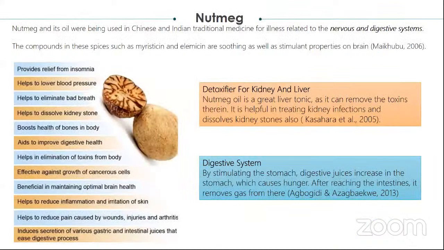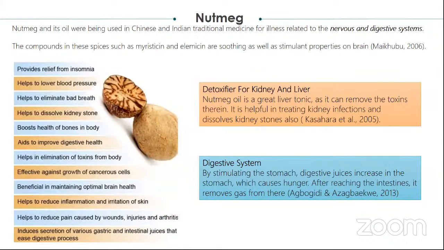Sir, shortly covering the bioactivity of nutmeg, it is known for various things like providing relief from insomnia and lowering blood pressure. It is one of the main reasons why it is used in infants for treating digestive problems. It is also used for detoxifying the kidney and the liver. It can remove toxins from the liver, help in the proper functioning of the kidney, and it can also tackle its infection.